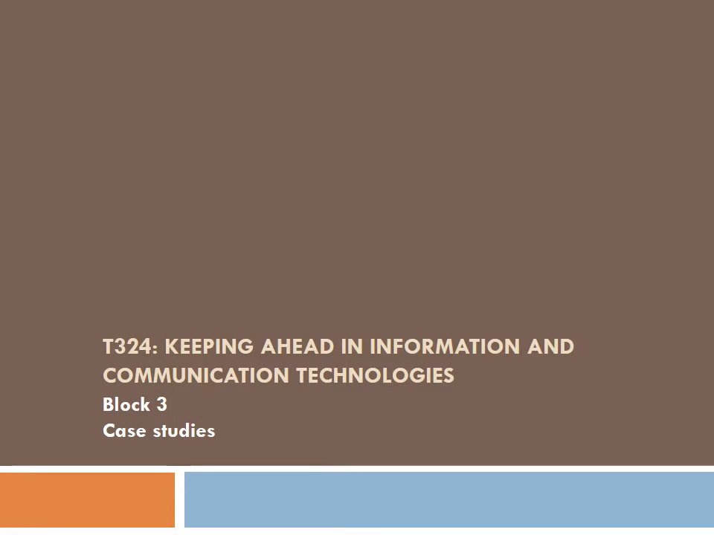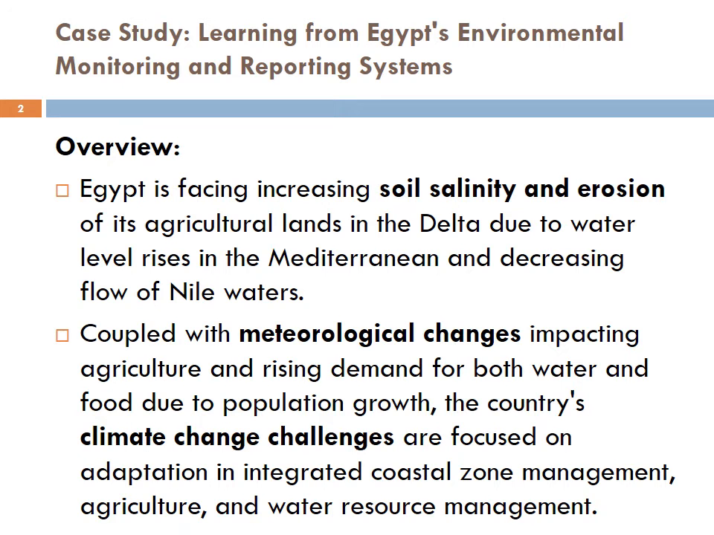In this presentation, we will take two case studies from the Middle East to investigate the socio-technical system, instead of the case studies of Uganda presented in the textbook of T324. The first case study is about learning from Egypt's environmental monitoring and reporting system.